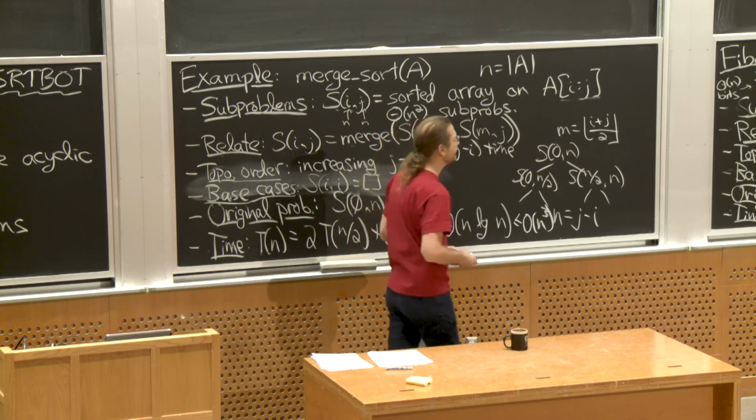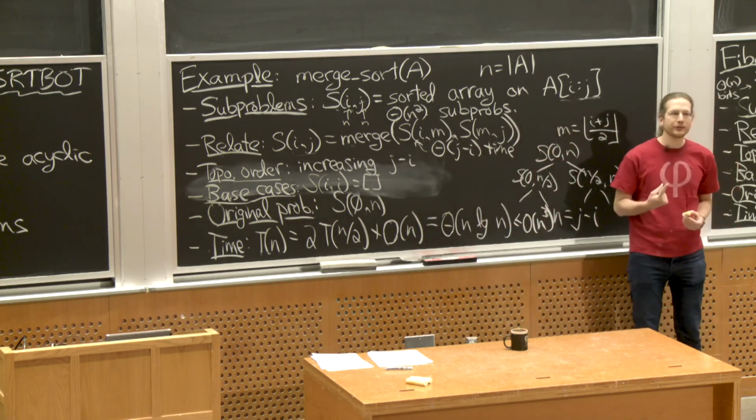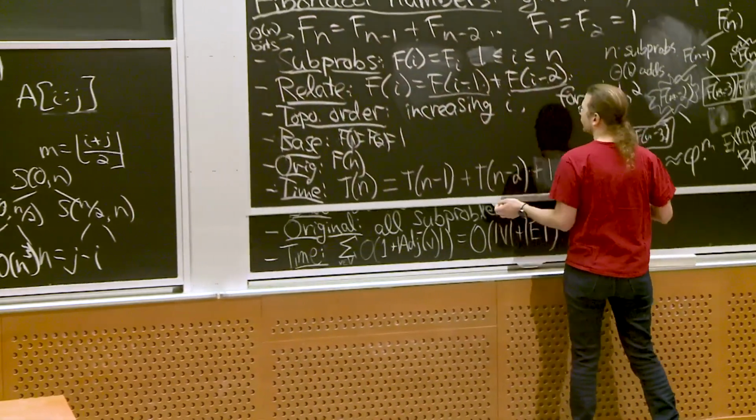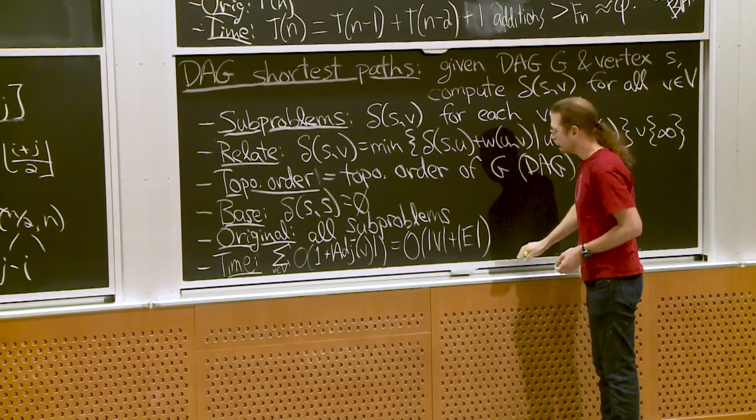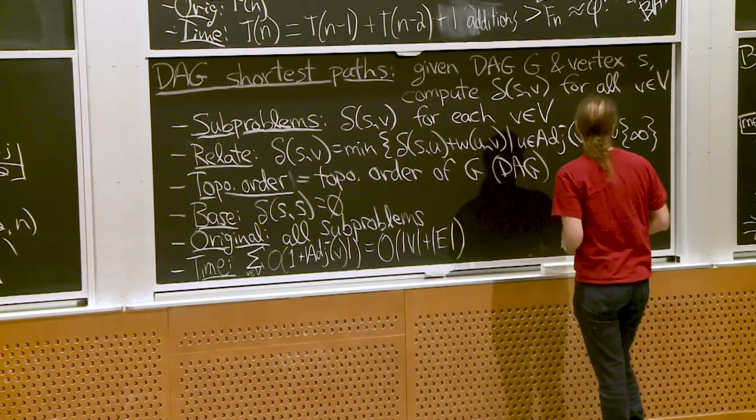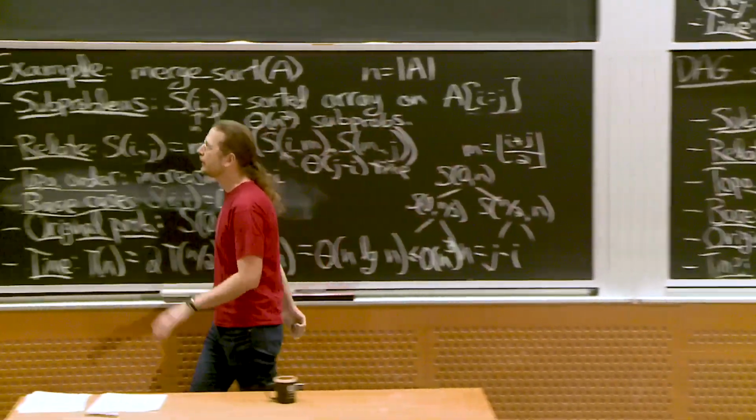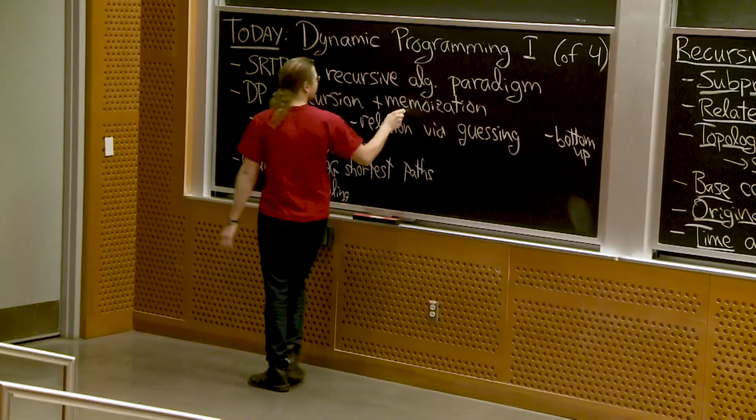Cool. So the next thing I'd like to do is show you one more algorithm that we've already seen in this class that fits very nicely into this structure, arguably is a dynamic program, and that is DAG shortest paths. Oh, so just to close the loop here, when I say dynamic programming, I mean recursion with memoization.